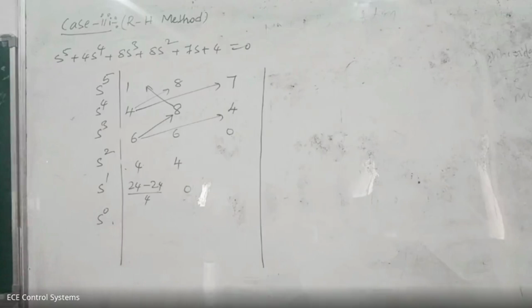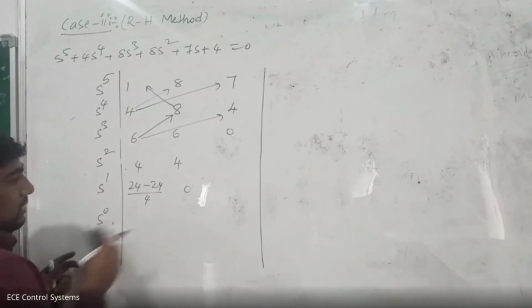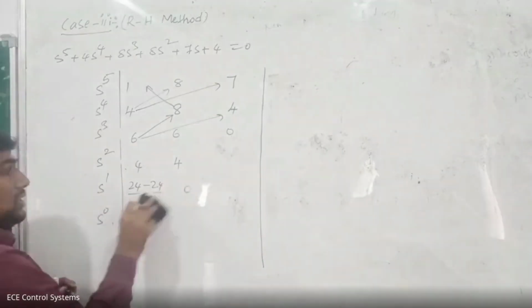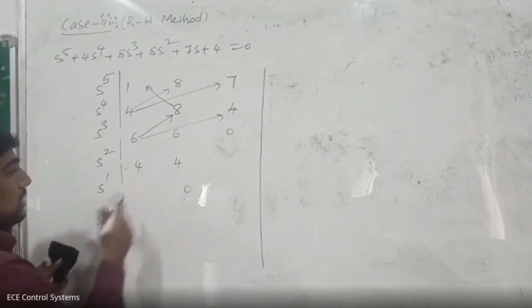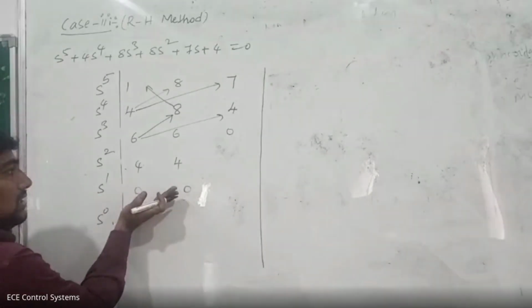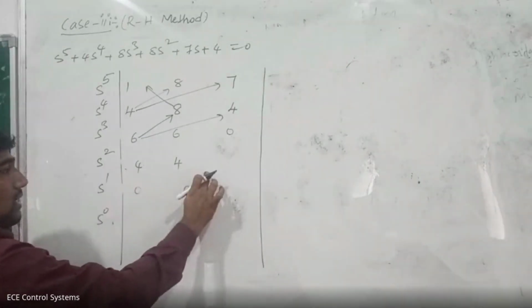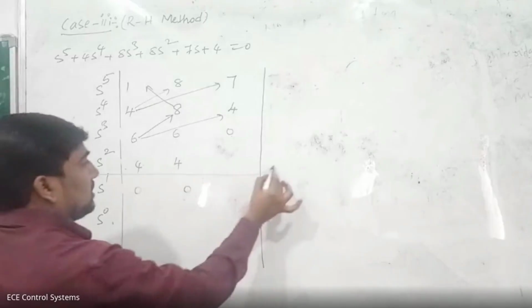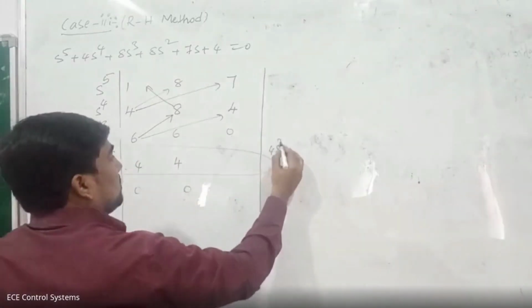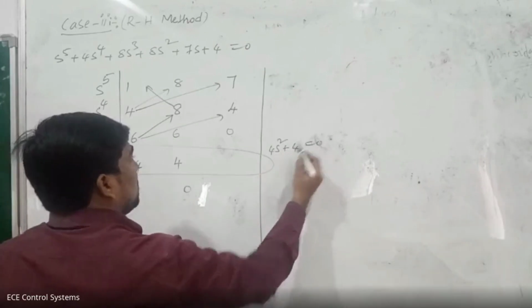Simply have to take the auxiliary equation. Okay. 24 minus 24, 0, 0 and 0. So the total row is 0. You take the differentiation from the previous step. Okay. What is our equation? This is our equation, the previous equation. What is the previous equation? That is 4 into s square plus 4 equal to 0.